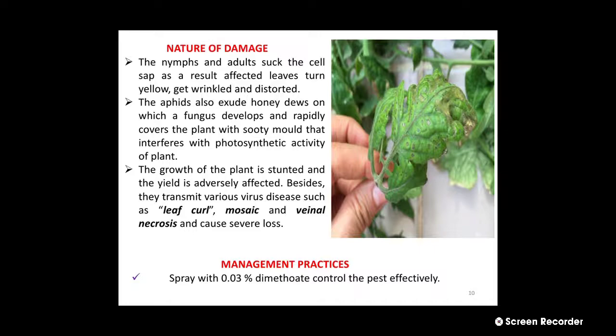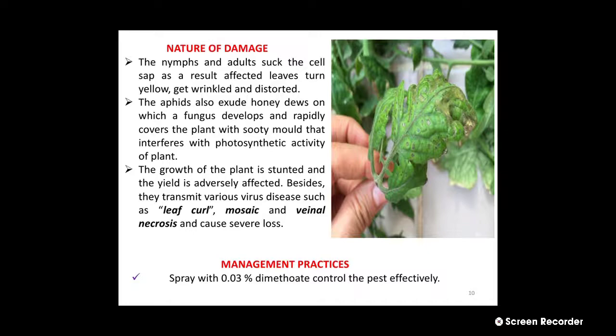This blackish fungus, locally known as kolshi, is of the species Capnodium. This fungus rapidly covers the plant with sooty mold that interferes with the photosynthetic activity of the plant. Then the growth of the plant is stunted and the yield is adversely affected. Besides, they transmit various viral diseases such as leaf curl, mosaic and vein necrosis disease in various crops and cause severe losses. So this is the nature of damage by the aphids.